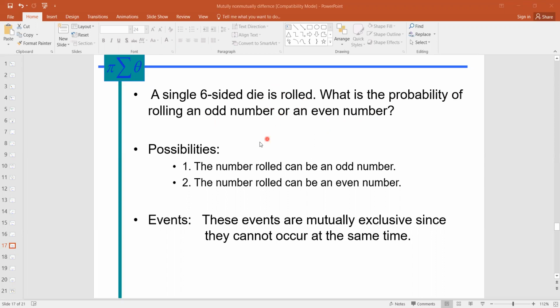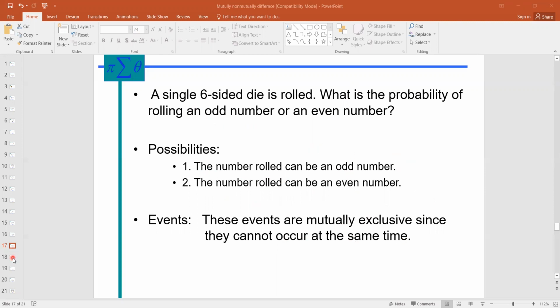And now we have to choose whether it is mutually or non-mutually exclusive. The joint and disjoint distinction helps us choose the appropriate rule. So let us write the possibilities of this experiment. The possibilities can be the number rolled is odd, the number rolled is even. So you can see the even and odd numbers are different. They cannot occur at the same time. So this is an example of mutually exclusive events, because they cannot occur at the same time.